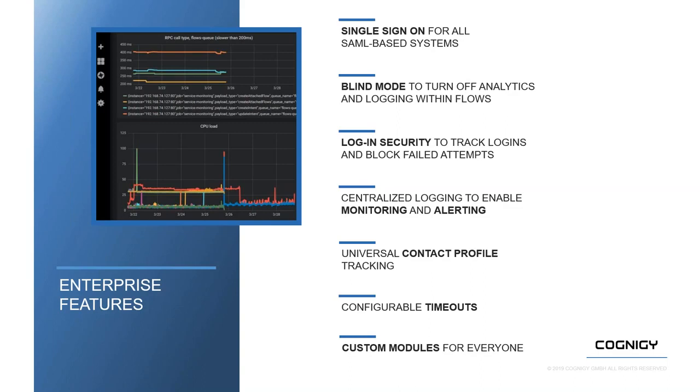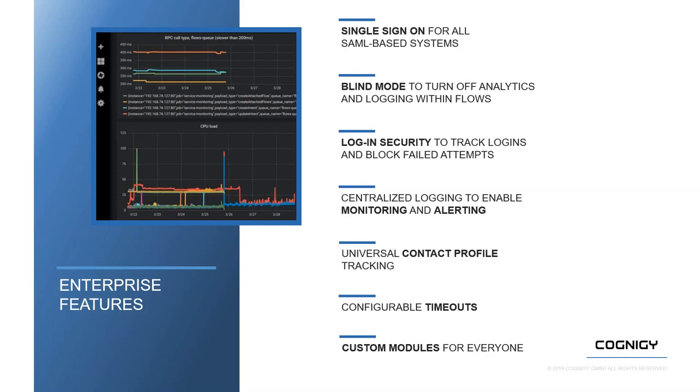For operations, we've centralized logging, which enables you to monitor your solution centrally within some monitoring and alerting tools that you already have. And you can set up alerting for if certain parts of the system are going down, or if they're underperforming, or if there's heavy load. So all these kinds of things that you're used to from your enterprise applications, you can do here with Cognigy as well.